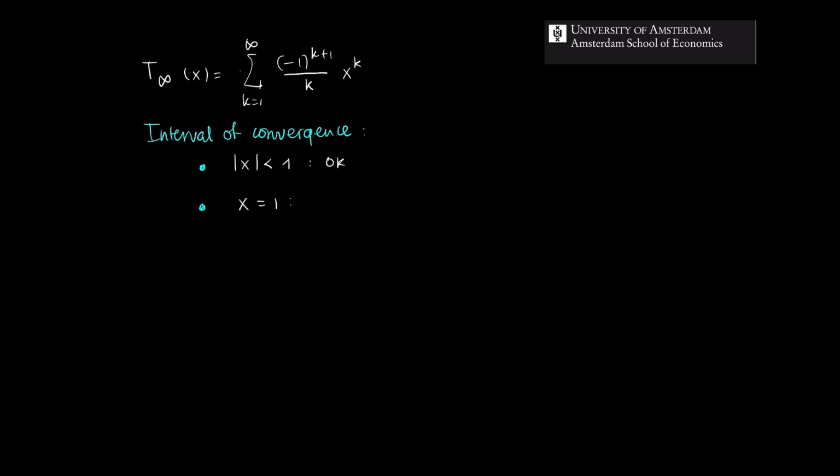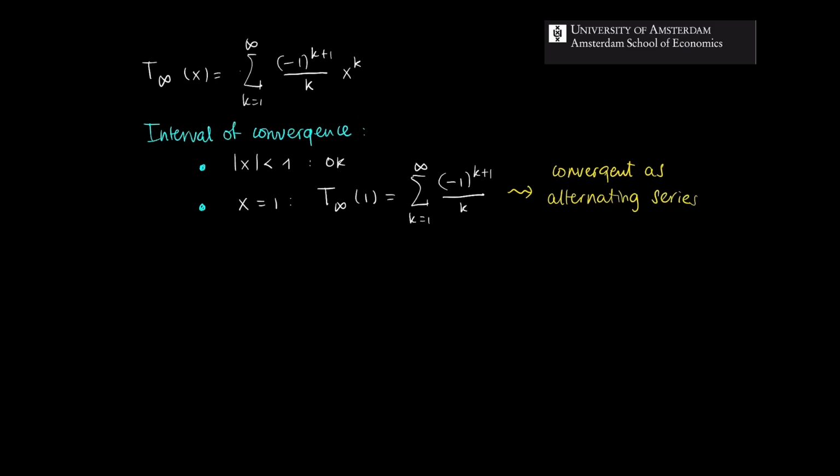x equals 1, right? So if we look at T_infinity(1), that would be the series, the sum from k equals 1 to infinity of (-1)^(k+1) divided by k. And this is convergent as an alternating series, right? We have shown this in the past. So 1 over k is monotonically decreasing with limit 0, so this is a convergent alternating series.